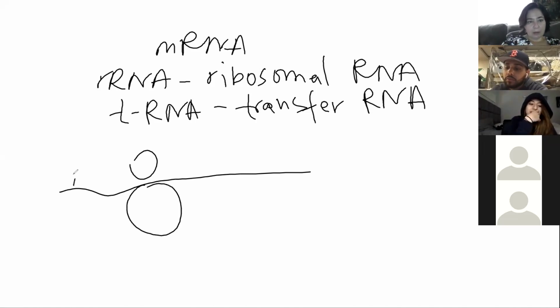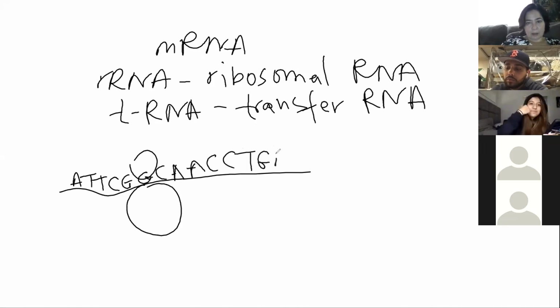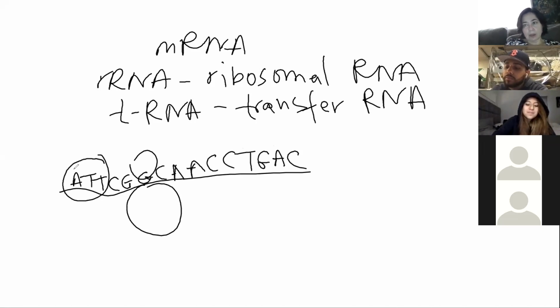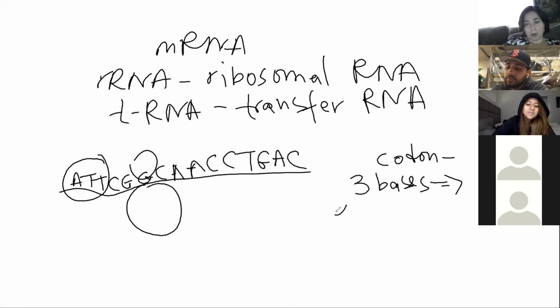The RNA molecule is a copy of DNA, so it can be A, T, C, G, G, C, A, C, T, G, A, C. Okay. This is how ribosomes basically do this whole thing, and there's something interesting about that. Every 3 letters of RNA correspond to 1 amino acid. This is called a codon. A codon is 3 bases.